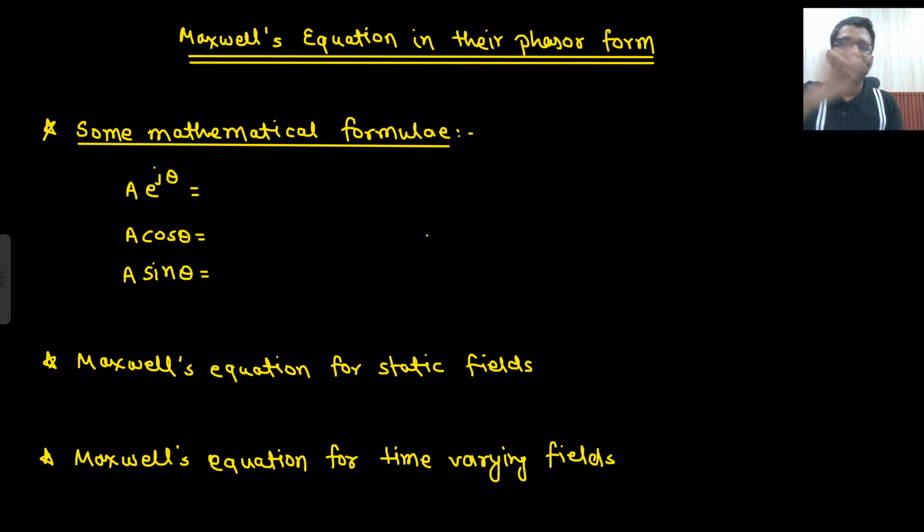In this lecture we will study this particular topic, which is Maxwell's equations in their Phasor form. Now what do you mean by Phasor form? Why is it important? Why do we need to represent Maxwell's equations in some other form? We have seen the integral form, we have seen the point form. Why do we need Maxwell's equations in Phasor form? We are going to study that, because that will help us derive the EM wave equation.